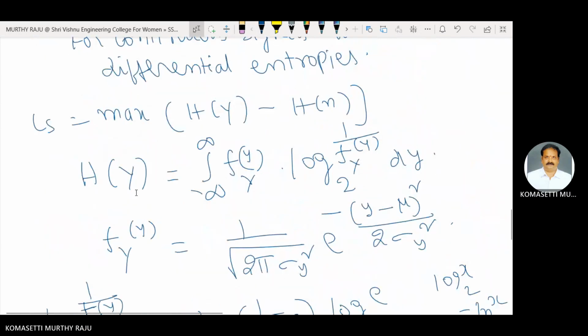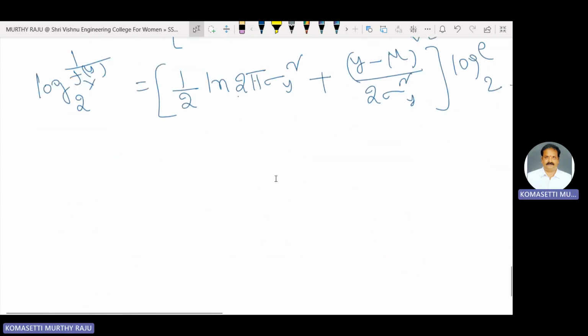In the h of y formula, minus integral minus infinity to plus infinity. For continuous entropies, we use integration minus infinity to plus infinity f of y suffix capital Y log 1 by f of y suffix capital Y to the base 2 into dy. Now calculate entropy.